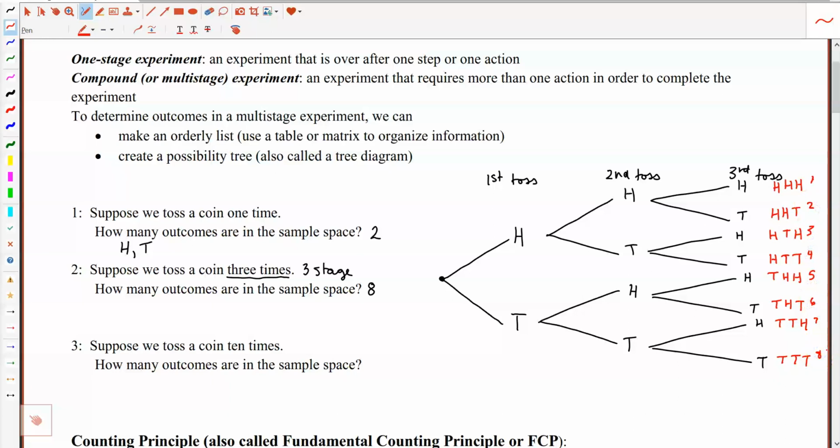Now I want you to notice that when I listed the outcomes, I didn't put commas in between the elements. We squish it all together because you have to toss the coin 3 times before your experiment is over.